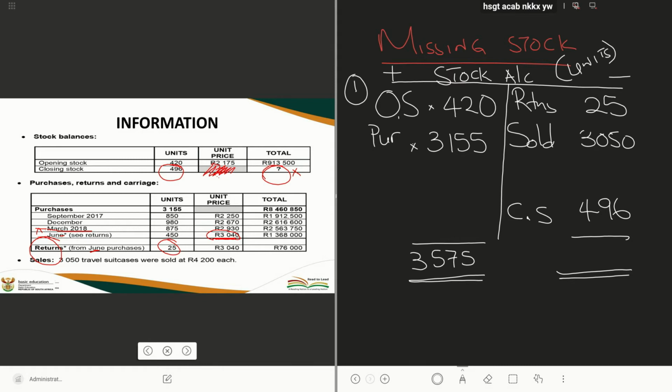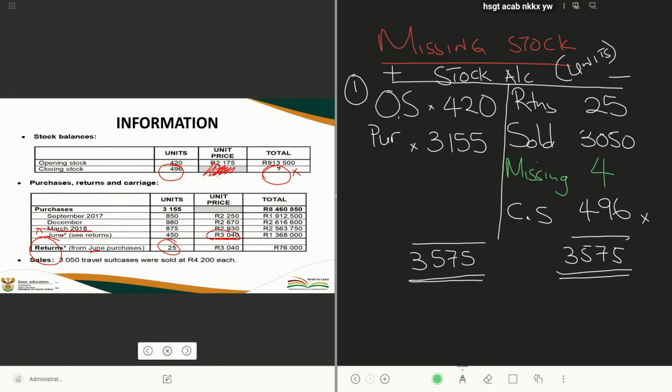And you will get 3,575. You come here, it's going to be 3,575. Then we start subtracting now. All right? We'll now say minus. We subtract this one first, minus your 496, minus your 3,050. Then you say minus your 25. Then you will realize that now you are left with 4. That 4 therefore becomes your missing stock.